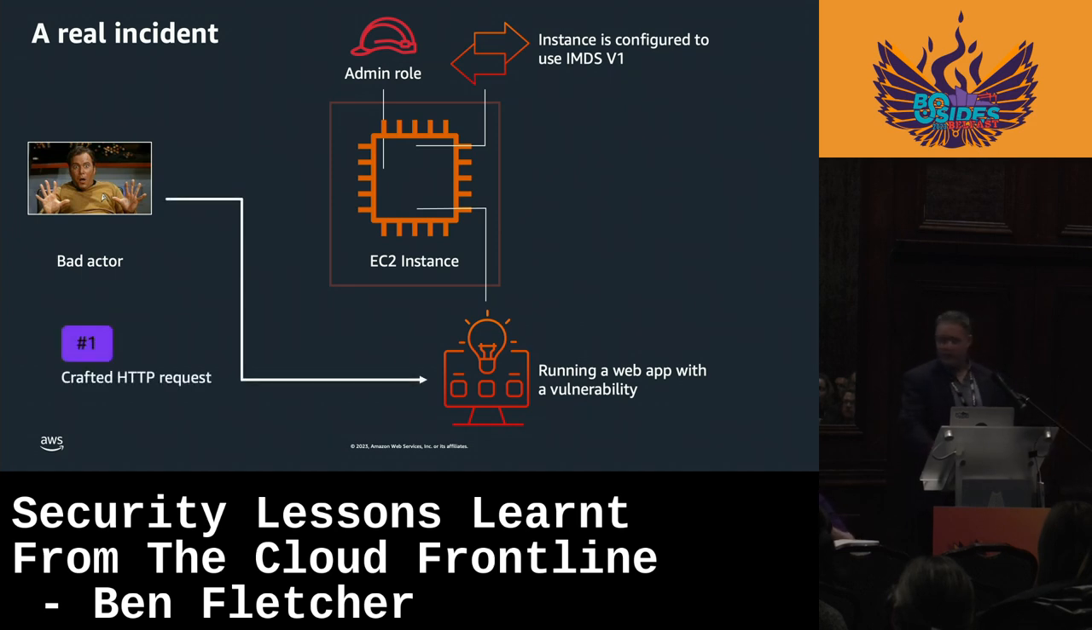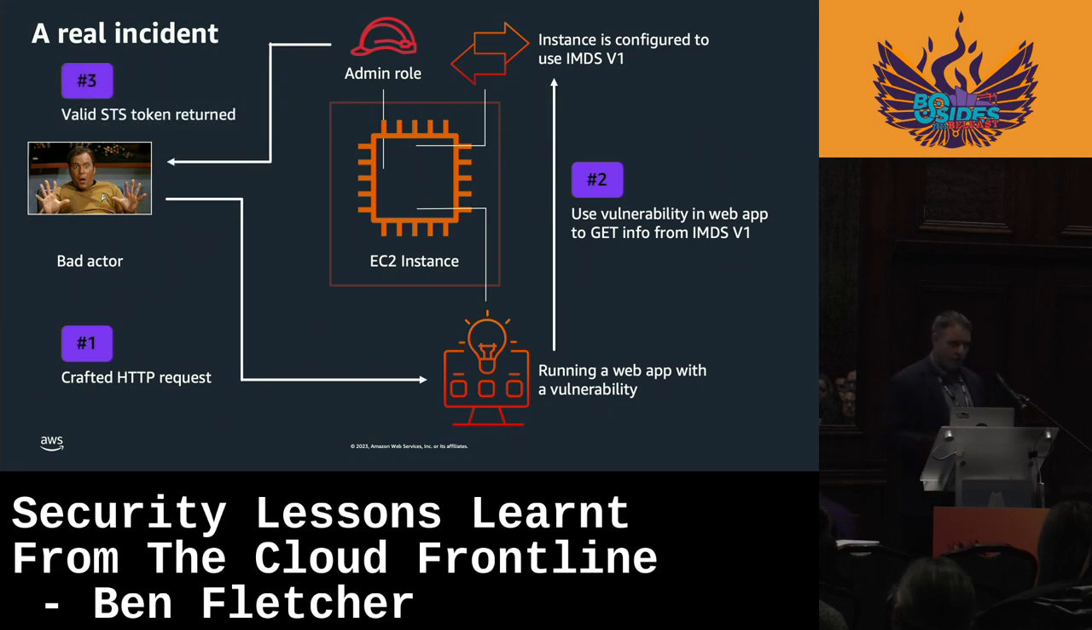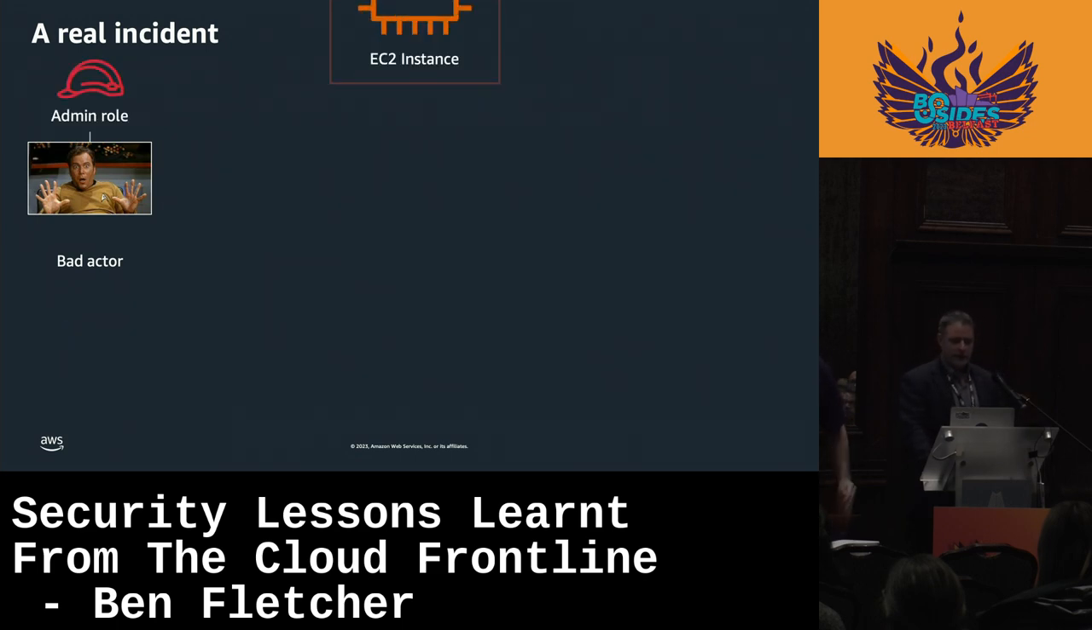So, a crafted HTTP request. You get onto the IMDSv1, you steal the security token. And STS, Security Token Service, is a sort of workhorse within AWS, which is providing roles and permissions as you go along, making sure that something has permission for a certain time, and so on. And so now the bad actor has admin, because we gave the EC2 admin. We didn't have to give it that, but hey, why not?